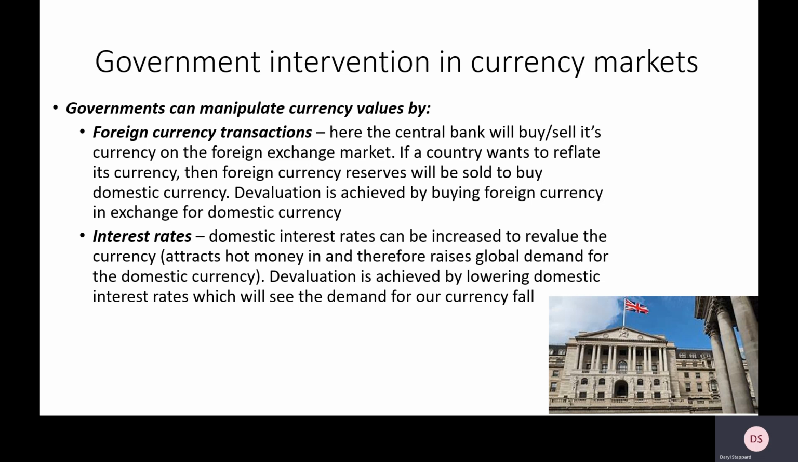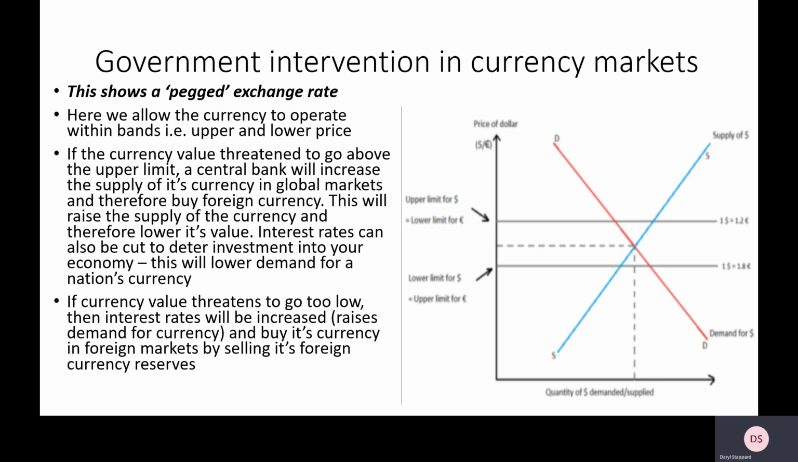So you're increasing the supply of your own and you're raising the demand for theirs, which would have the impact of pushing down your currency value. You've got here what we call a pegged exchange rate system, and this could be an example of a fixed exchange rate. You've got here the price of American dollars. You've got the demand for their currency and the supply of their currency.